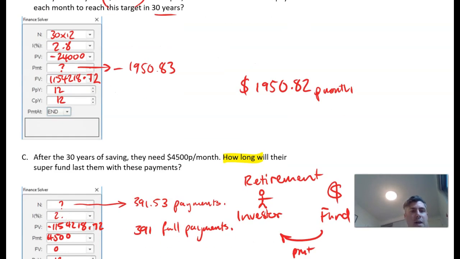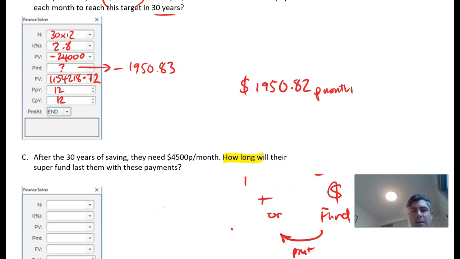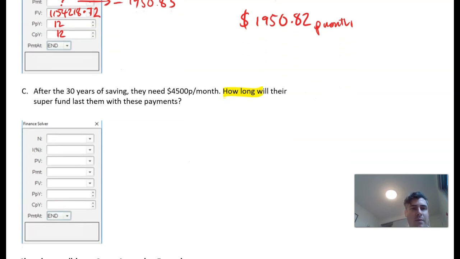Okay, if they want to make this last for 30 years, after 30 years they've got to increase to 4,500. How long will their super last them? So we don't know how long, but we know it's 2.8%. We know that PV is negative 115,418.72. PMT is positive 4,500. FV is 0, and then 12 and 12. And that will give us a value of N there.